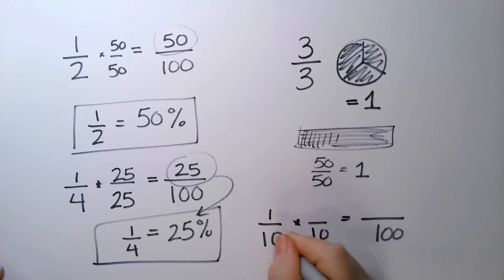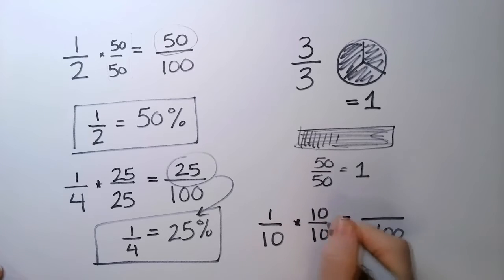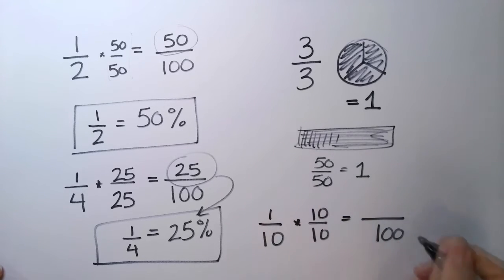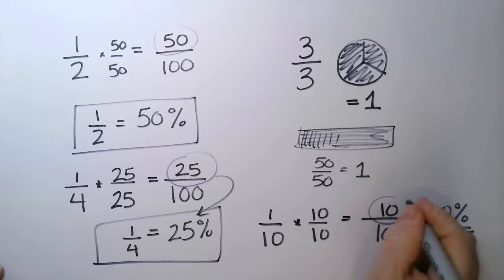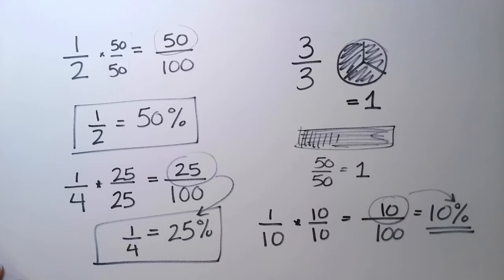Yeah, 10, right? 10 times 10 is 100. Okay, so we multiply top and bottom. So 1 times 10 is 10. So 1/10 is equal to 10%, because we're taking this and putting the percent sign there.